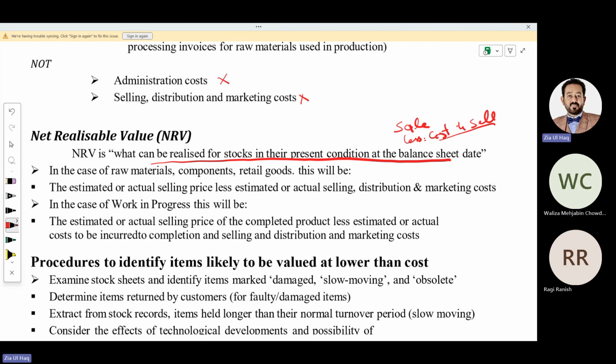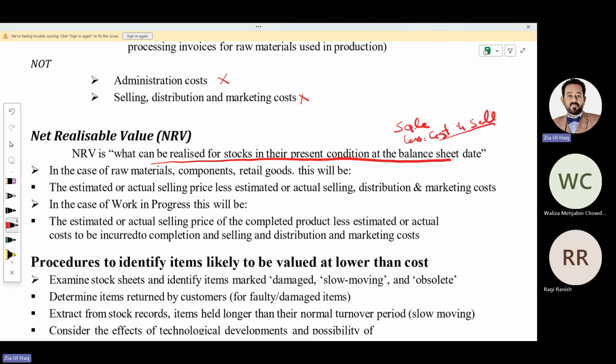Does cost to sell include the cost of the goods, like the production cost? No, production cost is a part of cost. Now we are discussing NRV. Like selling, distribution, marketing. Meaning after selling the inventory in the market, what you will receive net, that is NRV. Meaning sales less cost to sell.